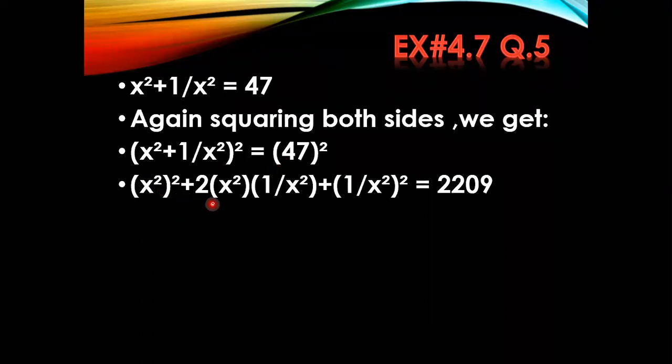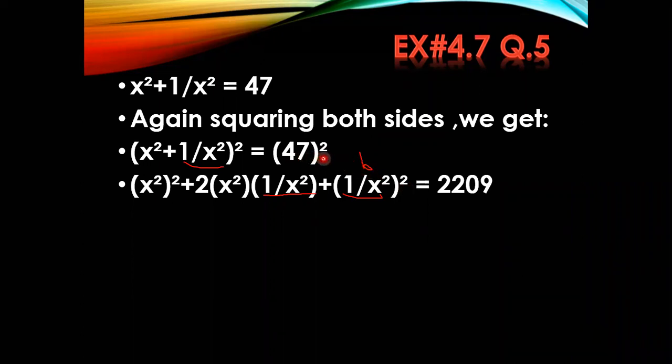X square plus 2x square. This is term a, then your term b is 1 upon x square. So simply you will write 1 upon x square plus, then again plus. Now we will take the square of term b. This is your term b, and term b ka bhi hum square lenge, so 1 upon x square under brackets square. Now what we will do here, 47 whole square.